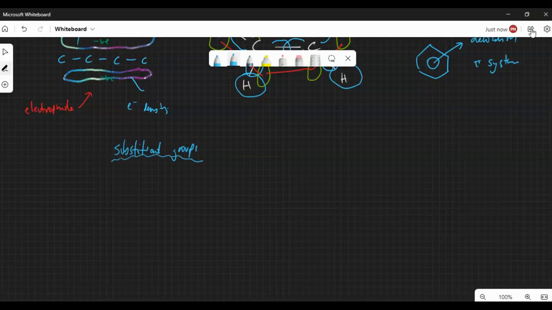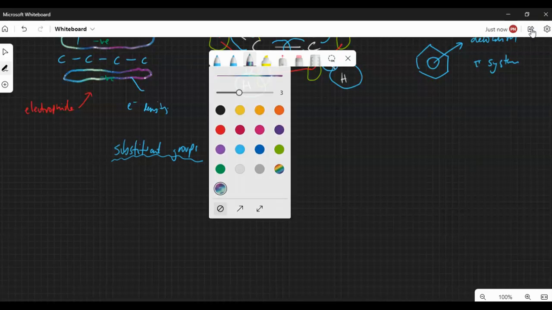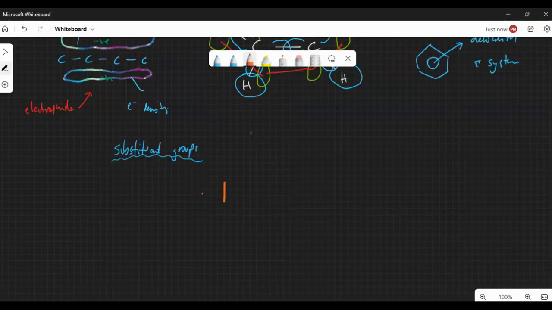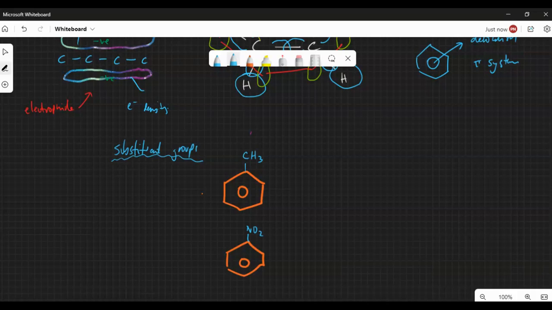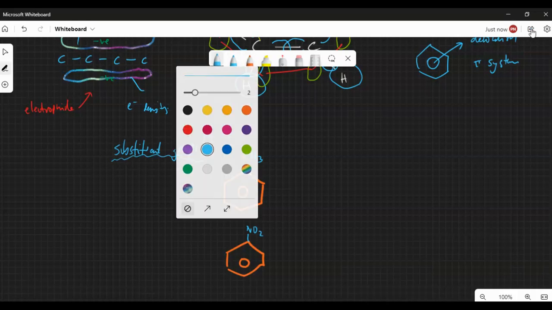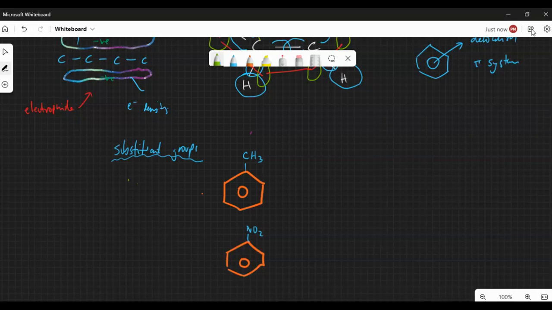Now let's have a look at 2 groups on the benzene. First of all, let me get rid of this awful color. Let me draw my benzene here, and let's draw another benzene here. 2 benzenes. The top benzene, I'm going to put a CH3 on, and the bottom one, I'm going to put an NO2 on. Now, the top one, with a CH3 on, is known as methylbenzene, or the old name is toluene. The bottom one is called nitrobenzene.